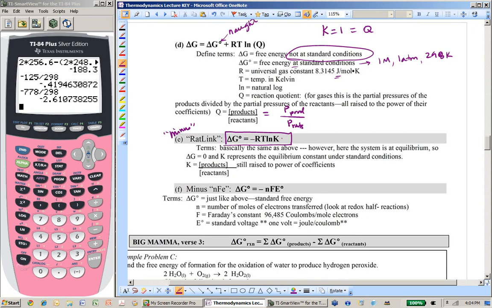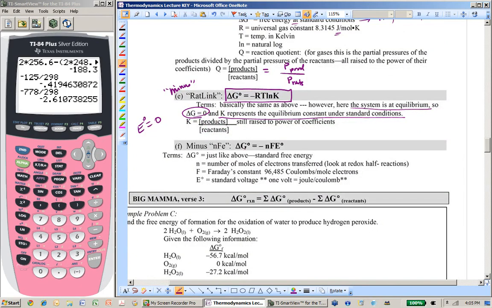So now, at this moment, when we're using this one, we are at equilibrium. So here the system is at equilibrium, so delta G equals 0. You need to know that. K represents the equilibrium constant under standard conditions. And you should also know that E naught equals 0 at equilibrium.